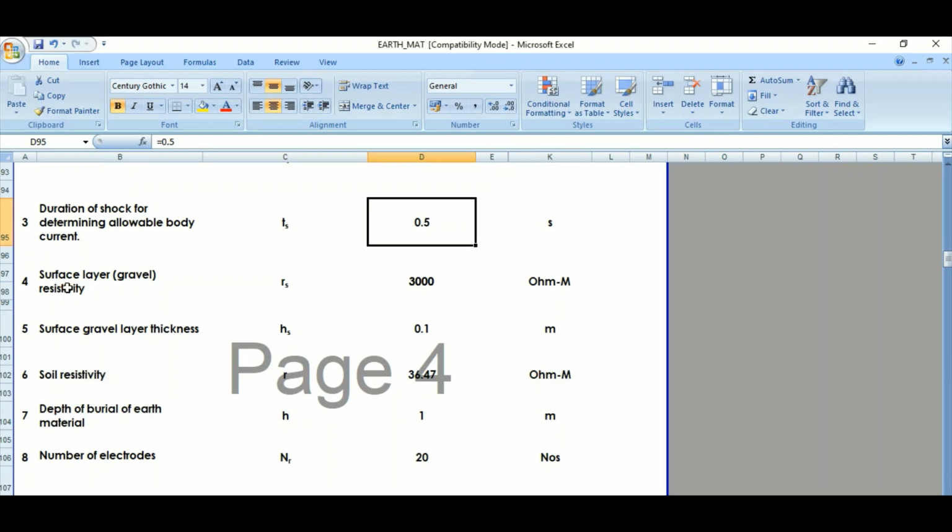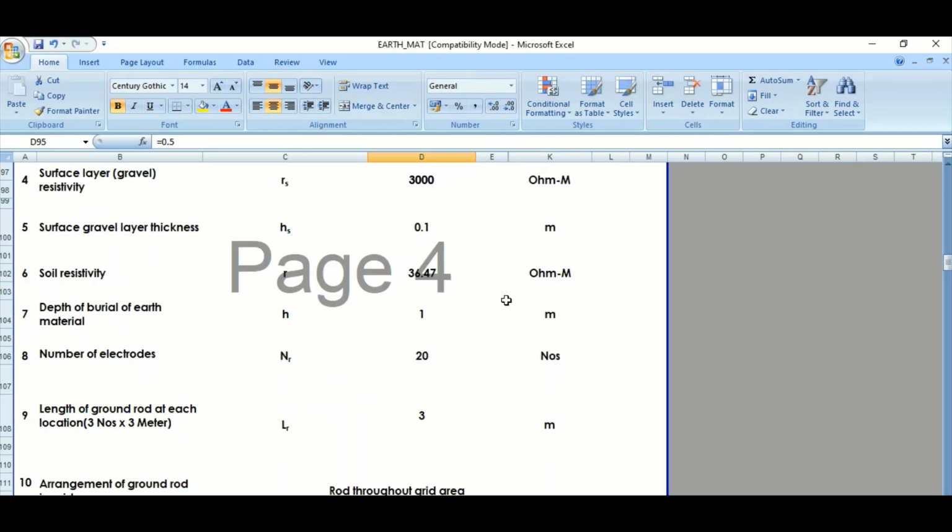Surface layer that may be gravel, let's say for a substation, generally that is gravel. After the finished ground level, FGL, that gravel is there. So the gravel resistivity is 3000 ohm meter. Okay, and soil resistivity, this data will be available from the site measurement, as I have already discussed. So this is 36.47. This data is coming from the site soil resistivity test report, in ohm meter.